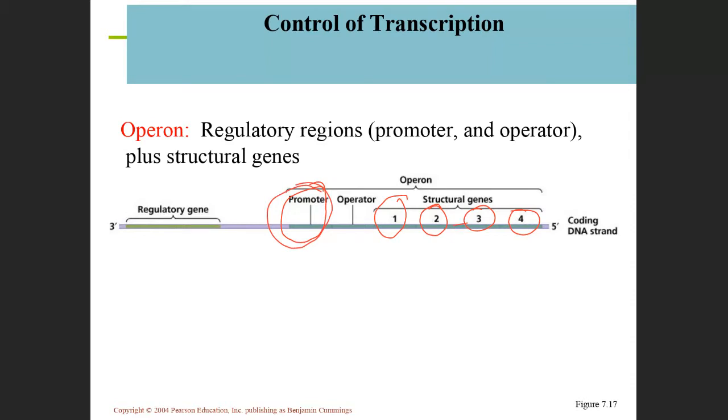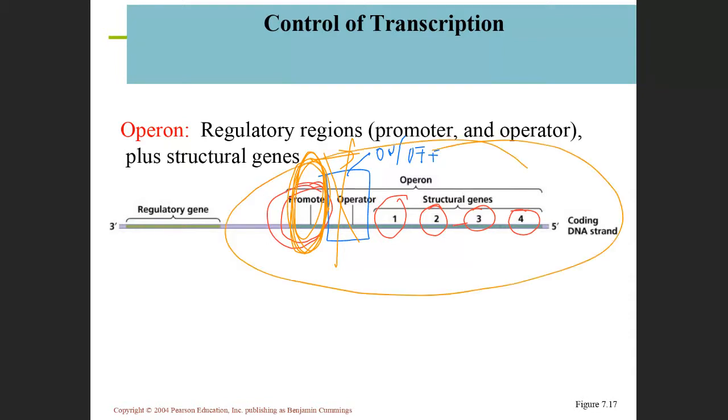The operator region is the control region right here. This will be the on-off button, if you will, which is strategically located between the place where the RNA polymerase is going to sit and where the coding part of the gene is located, so that the operator region can say, yeah, go ahead and transcribe, or no, stop, you cannot go on and transcribe. So the operator is the control region. The entire thing is the operon.